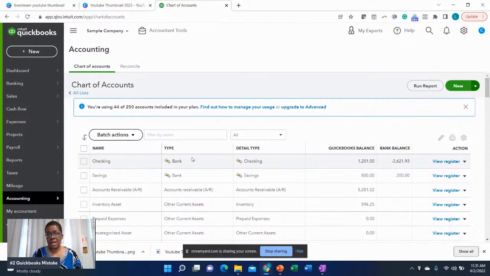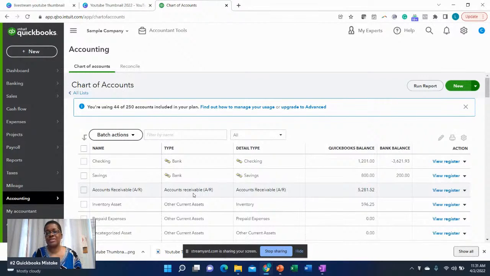I'll give you an example. I worked with a client and they had utilities listed on their balance sheet. We all know utilities is an expense. That is not correct to have utilities on the balance sheet. They actually had the type for utilities categorized as an asset. So this is what I'm talking about. Depending on this type, QuickBooks is going to point to the different financial statements. If this type is not correct, it's going to point to the wrong financial statements, and your financial statements may be either overstated or understated.